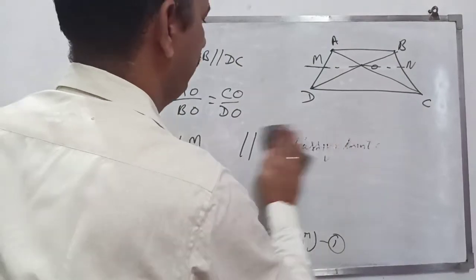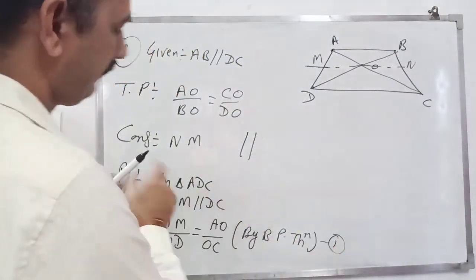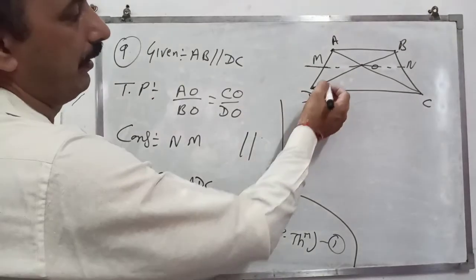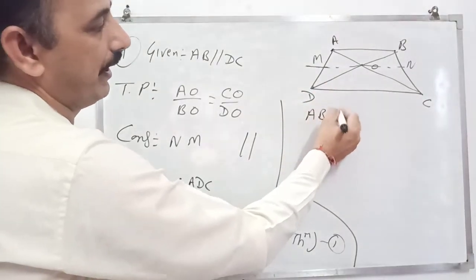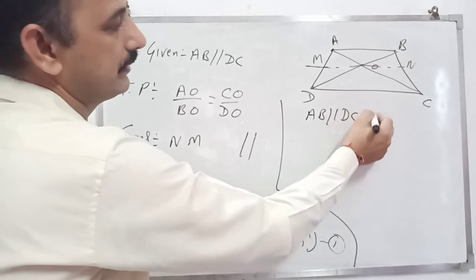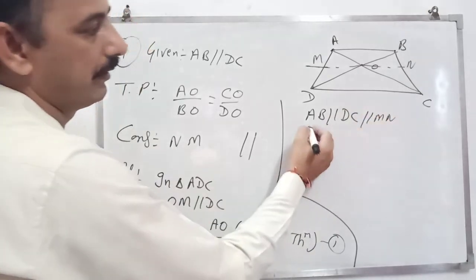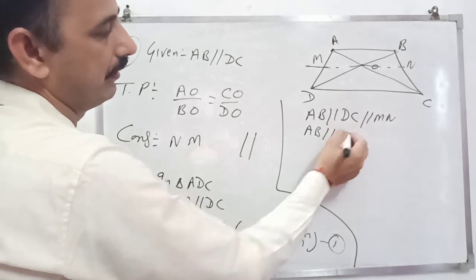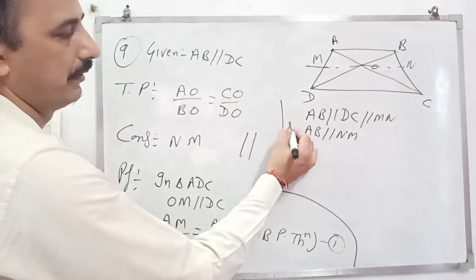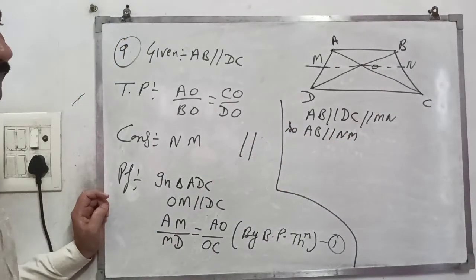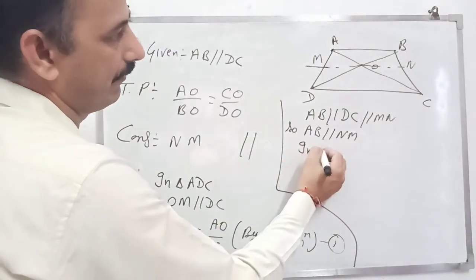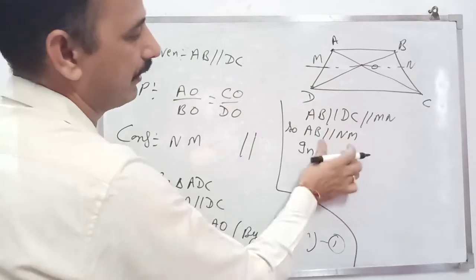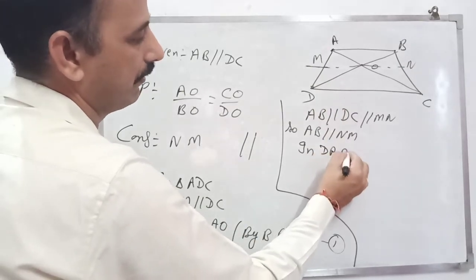And now we use that AB is parallel to DC and DC is parallel to MN. So it means AB is also parallel to MN. Okay? So AB is also parallel to MN. So in triangle DAB we can use it.